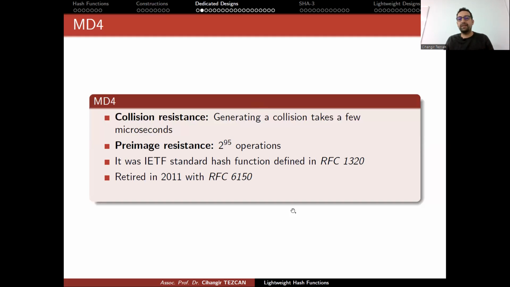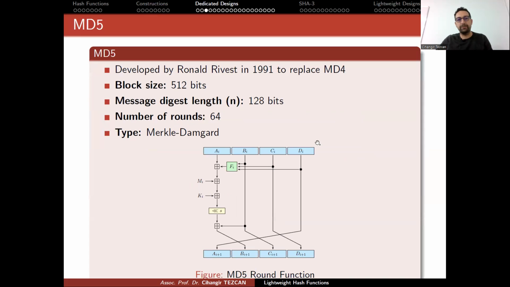This was an IETF standard hash function defined in RFC 1320. Retired in 2011 with this RFC, so it is also something strange, it retired in this year, but it was broken years ago. But this influenced later designs, MD5, SHA1, and RIPEMD. So let's look at MD5.